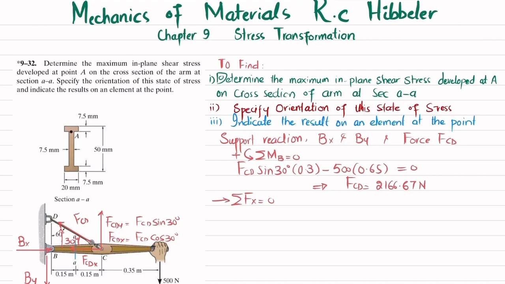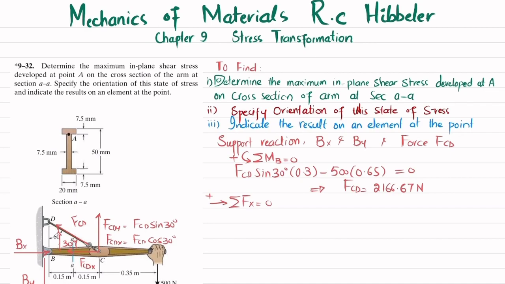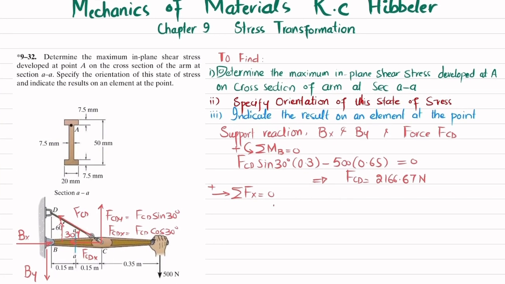Now you will find Bx by using the equation of equilibrium that the sum of all forces along the x direction must be equal to 0, with force in this direction taken as positive. So Bx is in the positive direction while FCDx is in the negative direction. Their sum must be equal to 0. So I will write Bx minus FCDx, which is FCD times cos of 30 degrees, is equal to 0. So Bx minus 2166.67 times cos of 30 degrees is equal to 0. When you calculate it, you will get Bx equal to 1876.39 Newton.